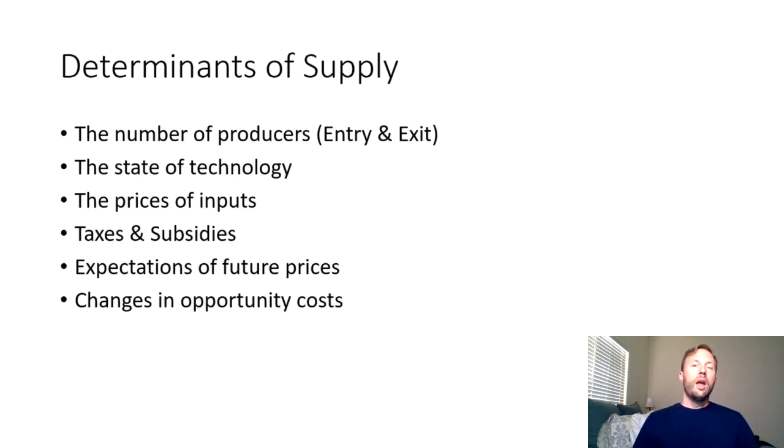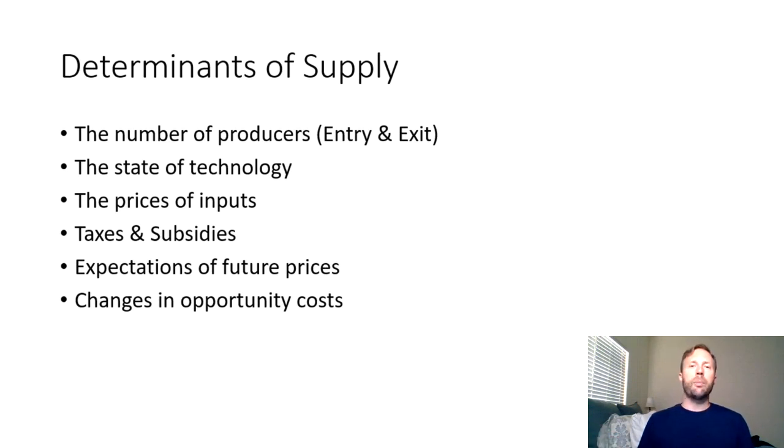Okay? And then finally, that brings us to the final determinant of supply, which is changes in opportunity costs. The basic idea here is whenever a seller is selling one thing, making profit in one market or selling one product, there are profits that they could have been making if they were selling something else, if they were running a different business. Okay? That is their opportunity cost. Well, if the value of their next best alternative increases, you're going to have to pay them more to keep doing the thing that they're doing now instead of shifting into whatever that opportunity cost is.